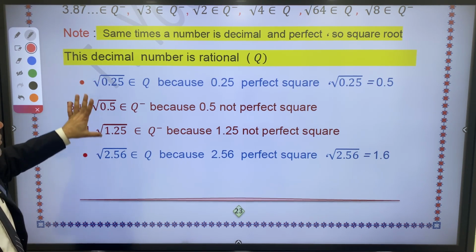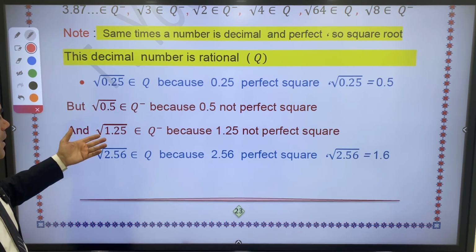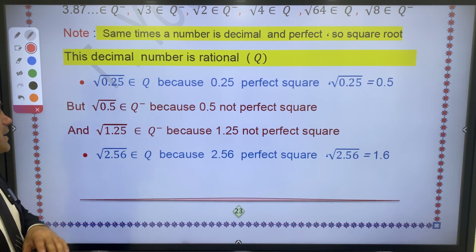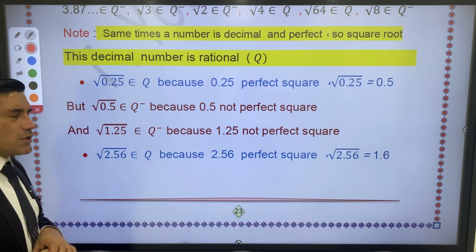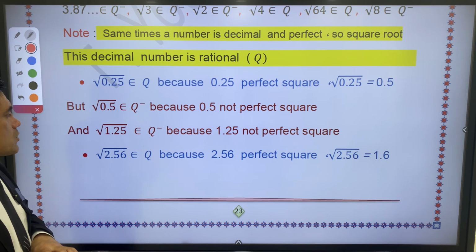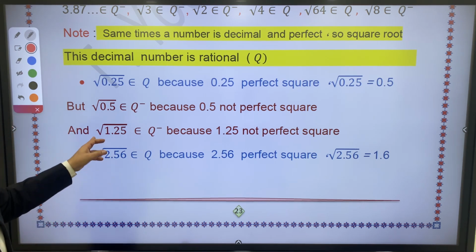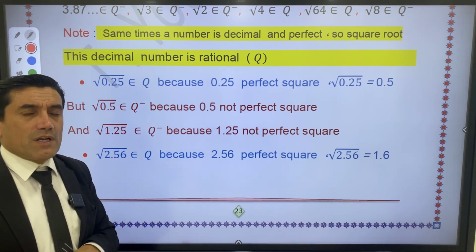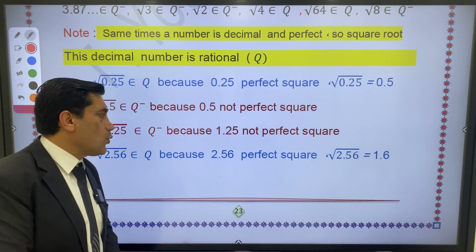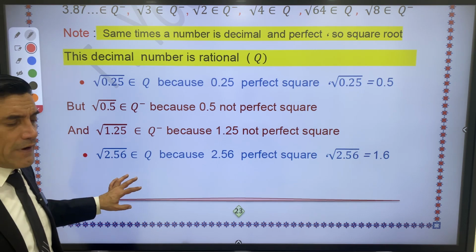the two blue square roots are rational numbers, but the two red square roots are irrational numbers. Why is the second red square root an irrational number? Because the square root of 1.25, because 1.25 is not a perfect number. No number times itself equals 1.25.